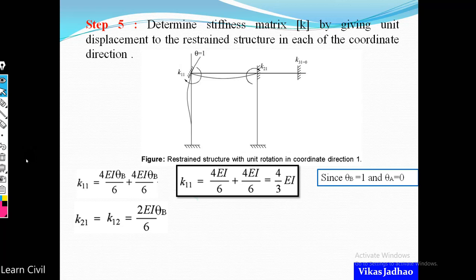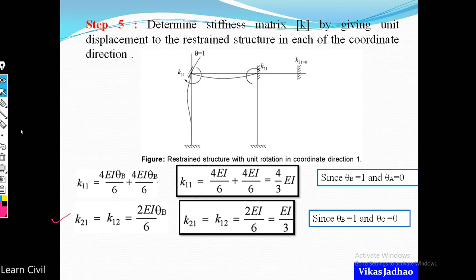Next, K21 will be equal to the sum of stiffness of members meeting at joint C. So it will be equal to twice EI theta B divided by span. We have span equal to 6 meters. Therefore this K21 will be given by this value, that is EI by 3, or we can say it is 0.33 EI.